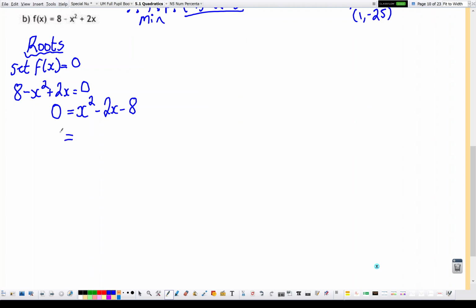So we're now thinking, it's going to be x and x for the first two things. We're thinking of two numbers that multiply to give minus 8 and add to give minus 2.